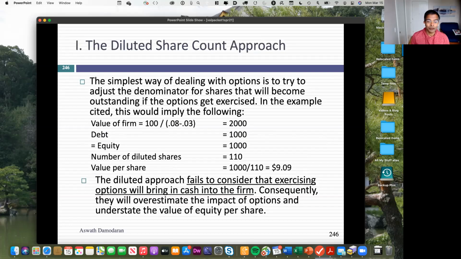Here's the bludgeon approach. Here's what they do. They say, there are 10 million options. I'm going to assume that they will all get exercised in the future. And if they get exercised, the share count will become 110. Remember, there are 100 million shares. Just add the 10 million options. This is called the fully diluted approach to dealing with options. And you're trying to use the share count to bring in the options outstanding.